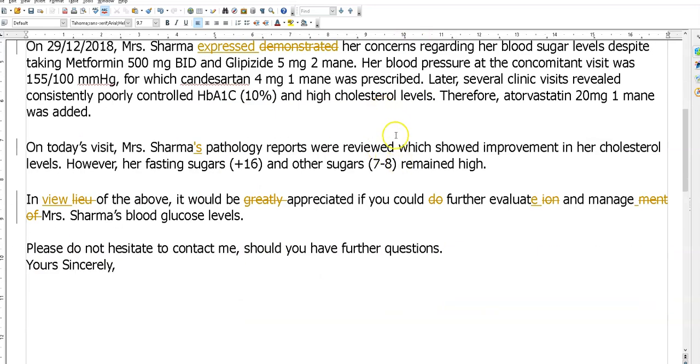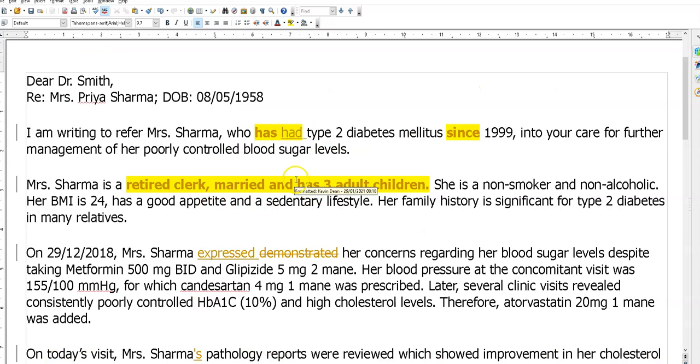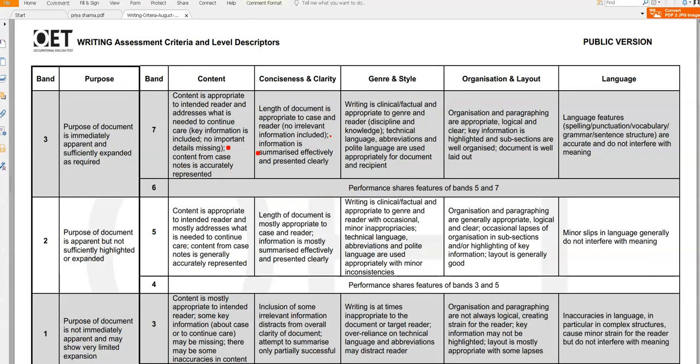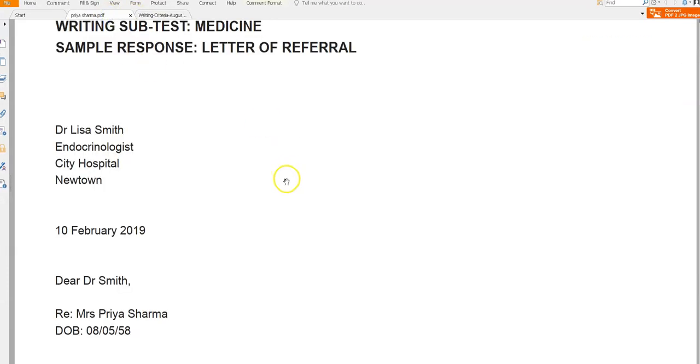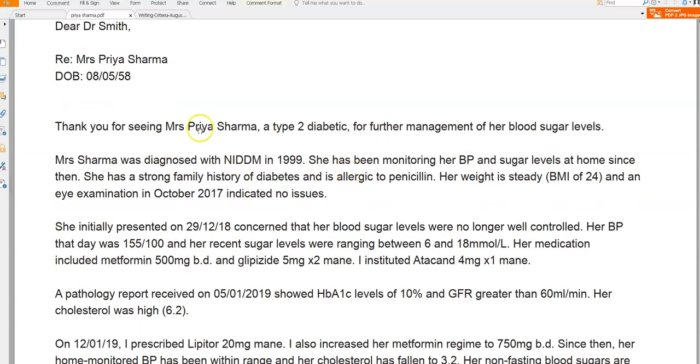So that isn't bad. That isn't bad. Just we don't really need all this stuff. She's a retired clerk and married. I mean, what's that got to do with anything? So let's have a quick peep at the sample. So it's basically the same. Thank you for seeing. Type 2, okay. Further management. Diagnosed, okay. So you could have put that in your history paragraph.